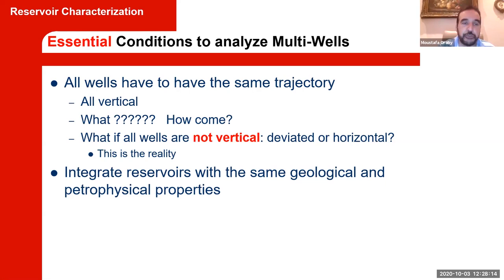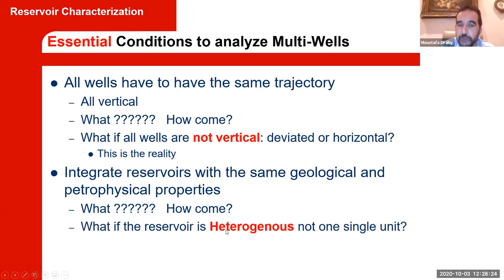Second, integrate reservoirs with the same geological and petrophysical properties. You see, another, how come? They are different. Then, what if the reservoir is heterogeneous, which is the reality? We need to know how we can correlate things that are heterogeneous, how to combine things that are similar and put them on the same correlation, to come up with certain flow units, and go for some other thing that also has the same correlation and so on. In this part, we start talking about zonations, correlations, and flow units. How can we build this and how can we integrate things together?